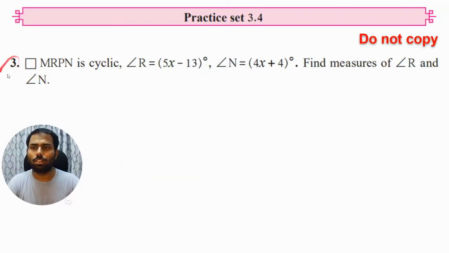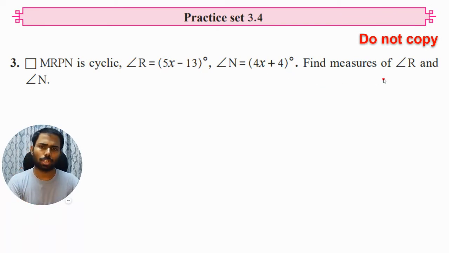We'll move on to the third question. First let me read it out. Quadrilateral MRPN is cyclic. Okay, what does this mean? All these points, point M, point R, point P, point N, all of them will lie on the same circle. So it is a cyclic quadrilateral, in which the value of angle R is given in the form of x, that is, in the form of an expression, not a direct number. The value of angle R is given, the value of angle N is given, and they have asked to find the angles R and N in numbers. It is given to you in variables, and they are asking you for it in numbers.